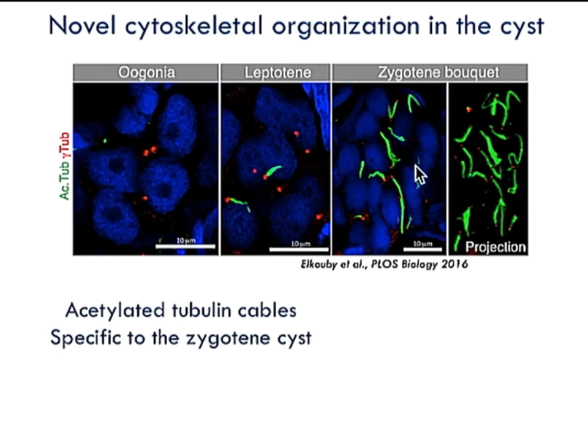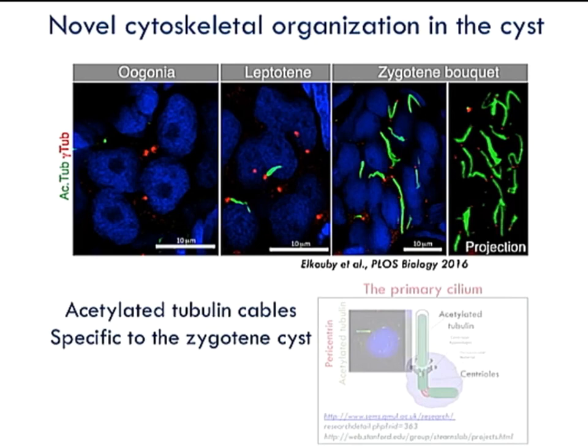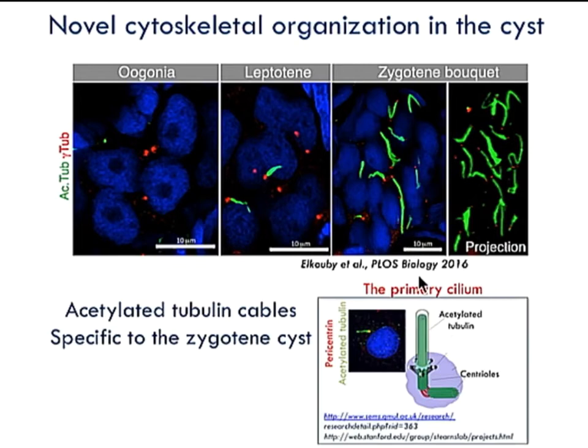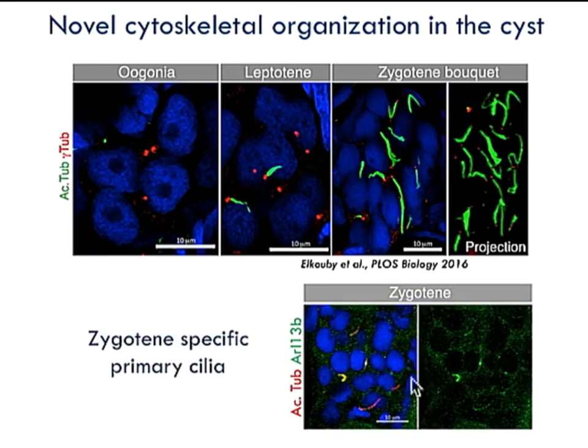The structure of these acetylated tubulin cables highly resembles the structure of primary cilia, which are also comprised of an axoneme composed of acetylated tubulin cables that is based from a centrosome. We used the primary cilia marker Arl13b to confirm that these indeed correspond to primary cilia structures.